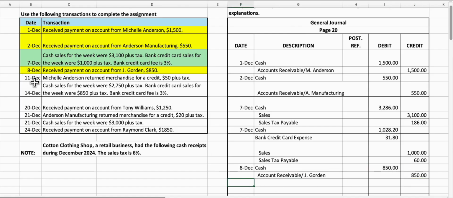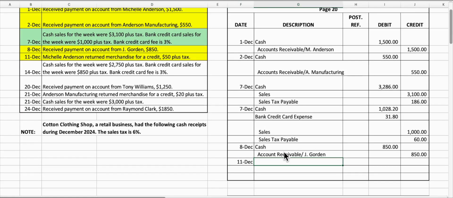You're done with December 8th. On December 11th, Michelle Anderson returned merchandise for a credit of $50 plus tax. December 11th. So anytime you have a customer returning sales that you sold to them on account, then you're going to give credit to their account and you're going to debit your sales return and allowances.